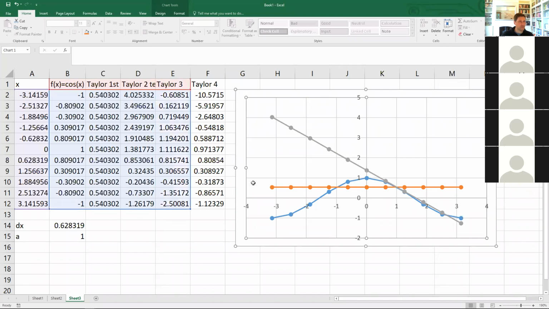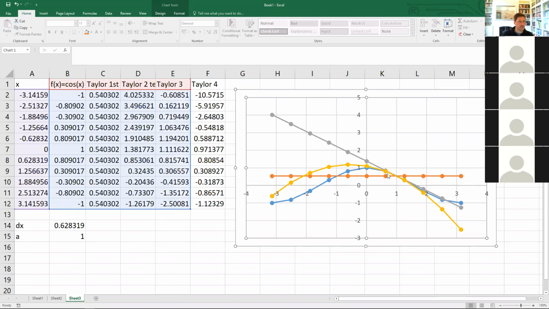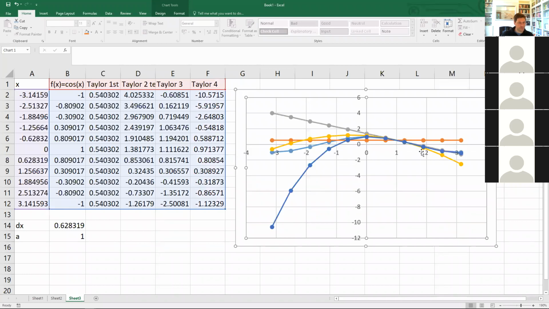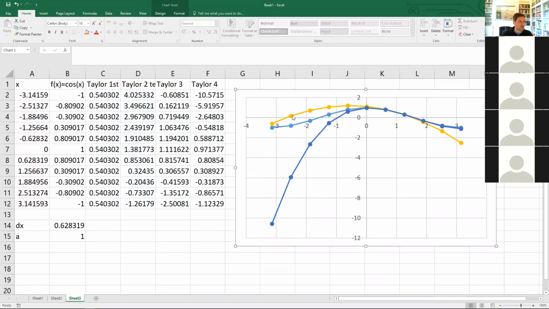Add the next term, a better approximation. Add the fourth term, we get a new approximation. So I'm just going to delete the terms with the lower order Taylor series.